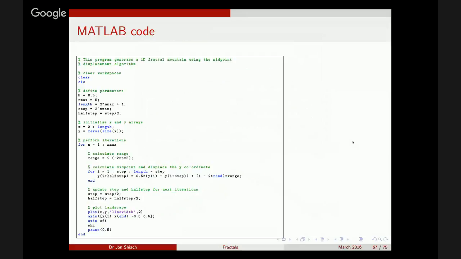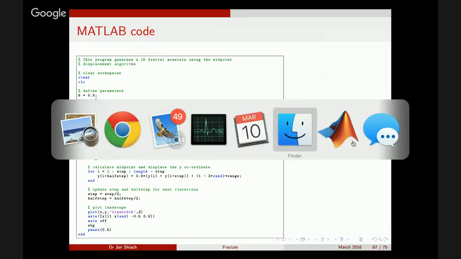Okay. I thought I'd show you some MATLAB code because this will help you with assignment 12. Now, assignment 12 is writing a MATLAB program to generate a landscape, but it's generating it in 2D, which we'll talk about in a minute. There are a few things which will help you out here.